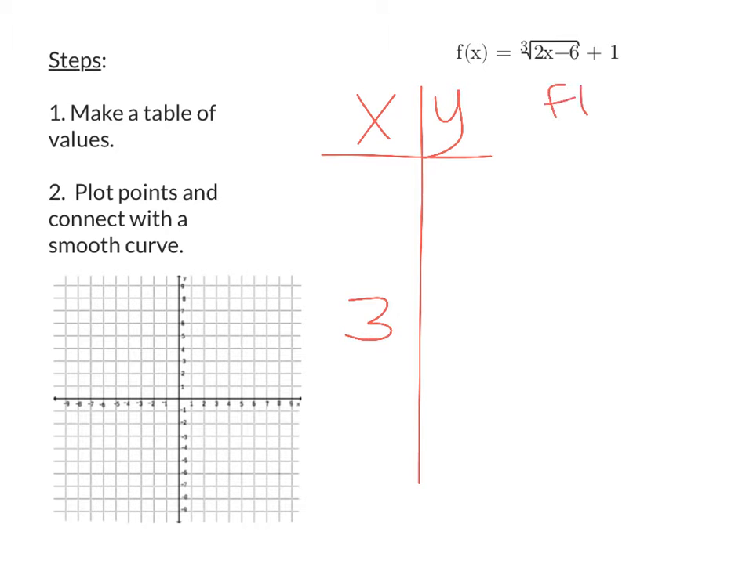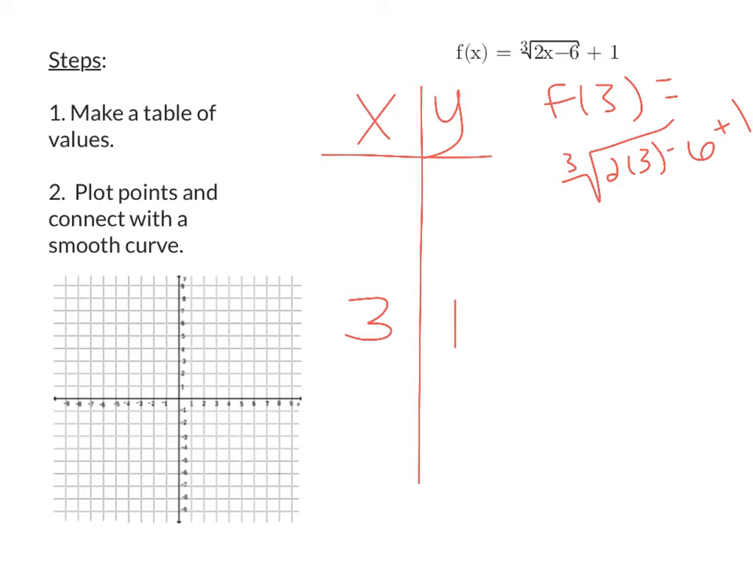So when I do f of 3, I get the cube root of 2 times 3 minus 6, plus 1. Well, 2 times 3 is 6, 6 minus 6 is 0, so I have the cube root of 0, which is 0, plus 1, which gives me 1.